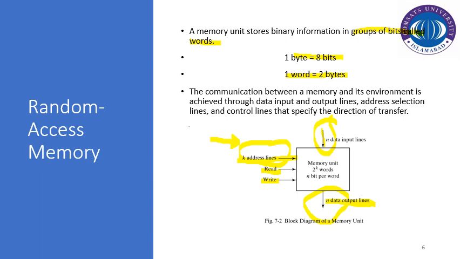So how are the memories basically represented? Basically, memory units are represented by 2 raised to power k words and n bytes each. And if we have to represent it mathematically, we can say that memories are represented by m into n format, where m represents the total number of addressable locations in the memory, and n is the data size that can be stored on a single location. So m is basically the number of addressable locations.